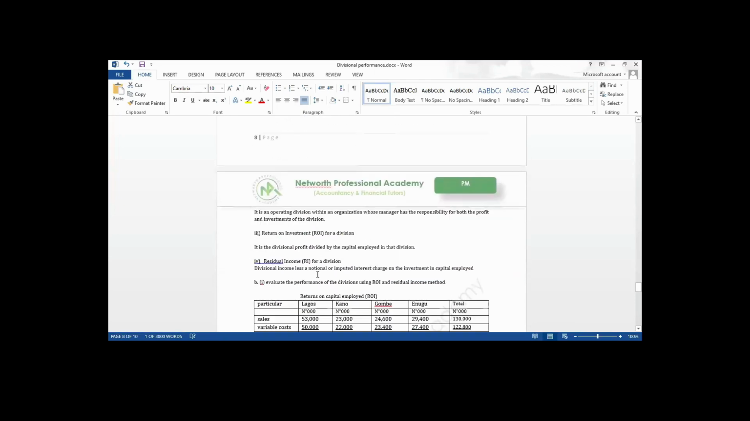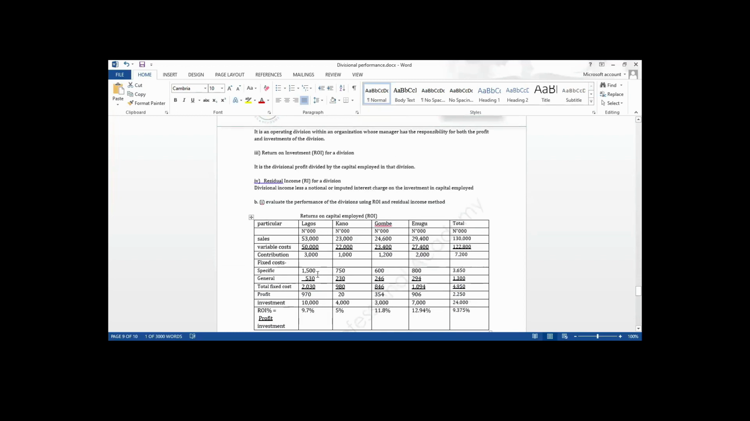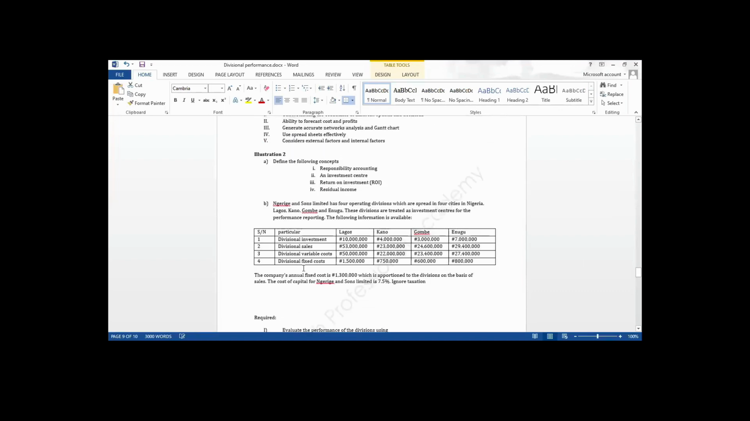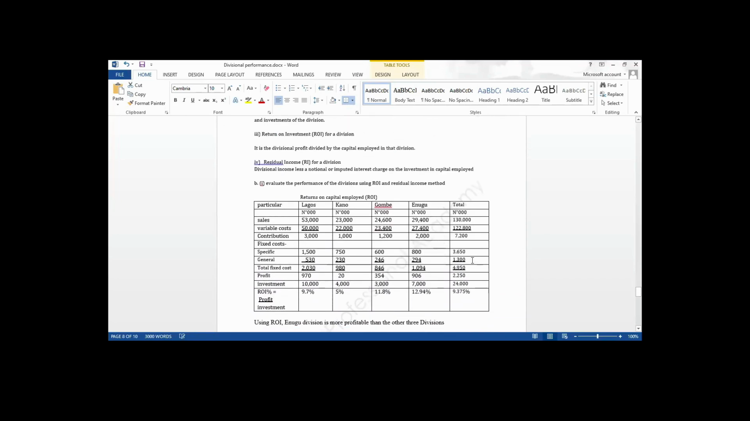I can come here now. The only thing I need to do, look at my sales. Sales for the division, I'll pick. My variable cost for the division, I'll pick. Contribution, I will get it. The fixed cost, specific. The specific is divisional fixed cost: 1.5 million, 750, 600, 800. Pick.